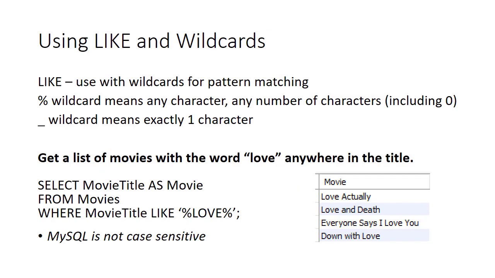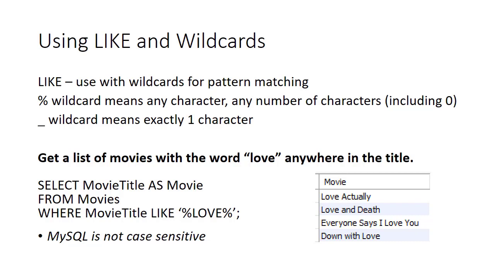We're going to learn how to use the keyword like combined with wildcards to select character data using pattern matching. So we have 2 wildcards. The % wildcard means that we can use it to select any character, any number of characters. The underscore wildcard means we are going to use it to match exactly one character. It can be any character, but only one character. And I'll illustrate what the differences are with some examples.